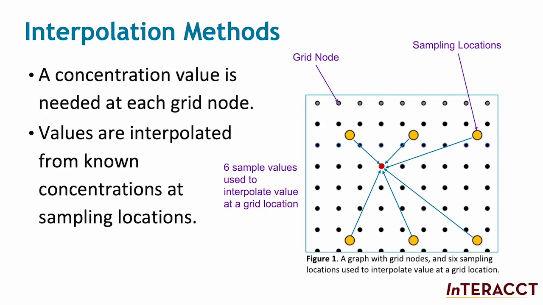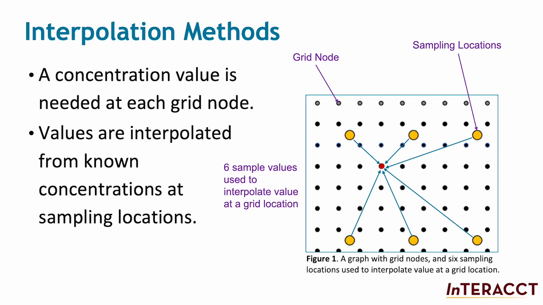Now, a concentration value is required at each grid node in order to develop a contour plot. However, typically there will be many more grid nodes than sampling locations. Therefore, an interpolation method is needed to estimate a concentration at each node. As you can see here, the concentration applied to a grid node will be computed from concentrations measured at nearby sampling locations. Here, 6 samples nearest to a particular grid node are used to determine the concentration at that node through an interpolation technique that includes all 6 sample concentrations.